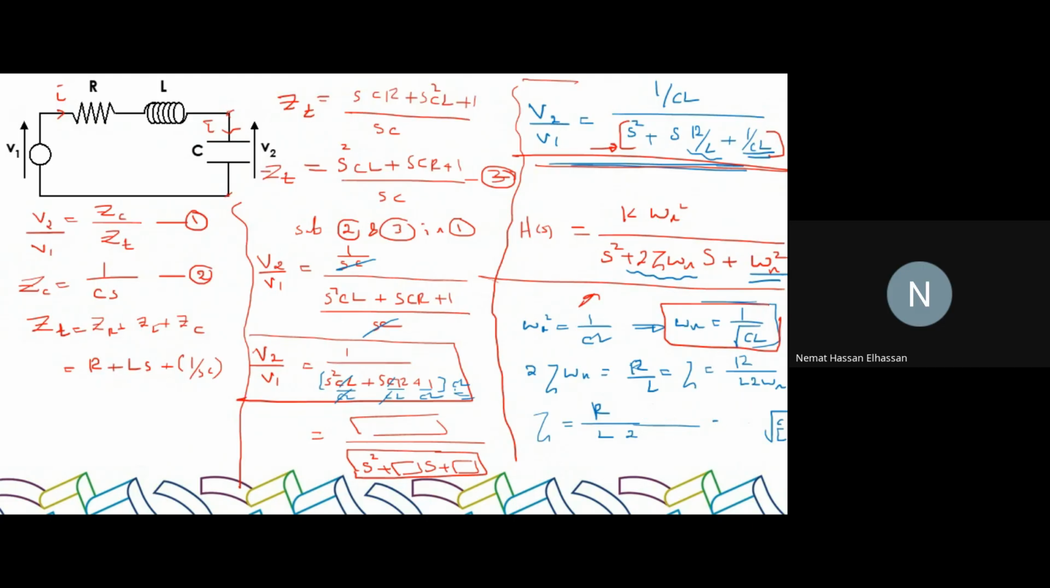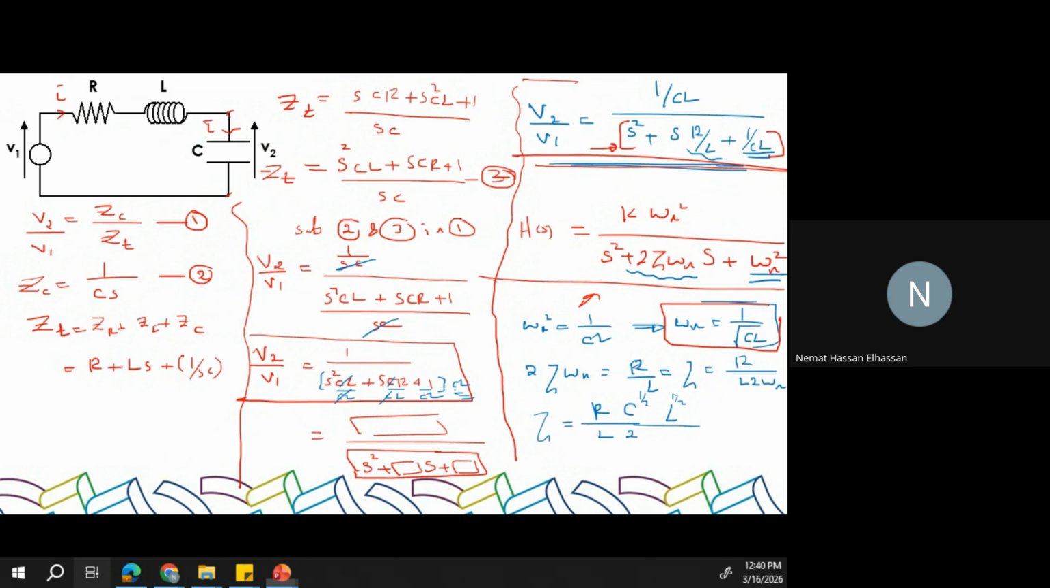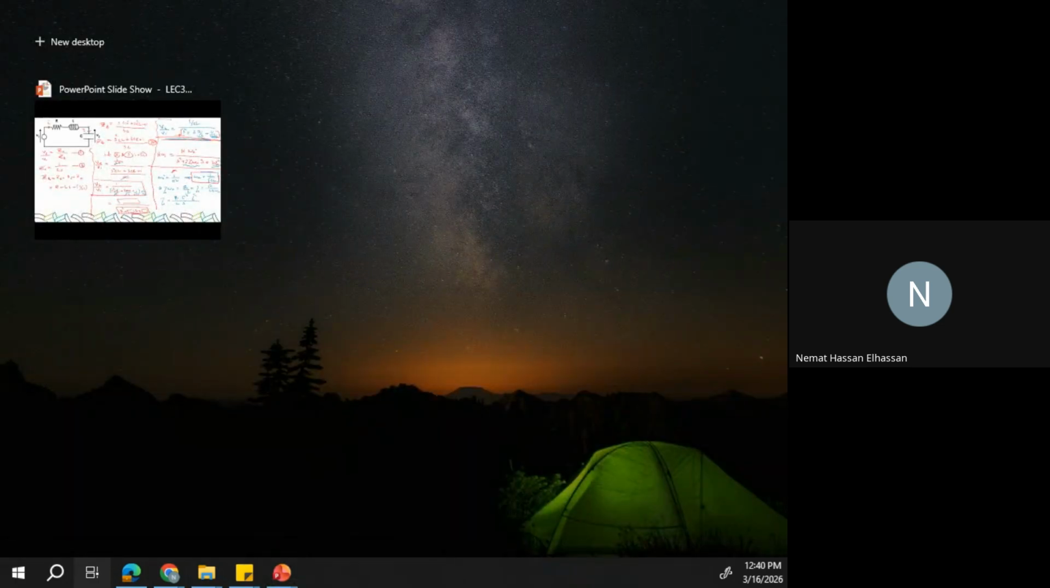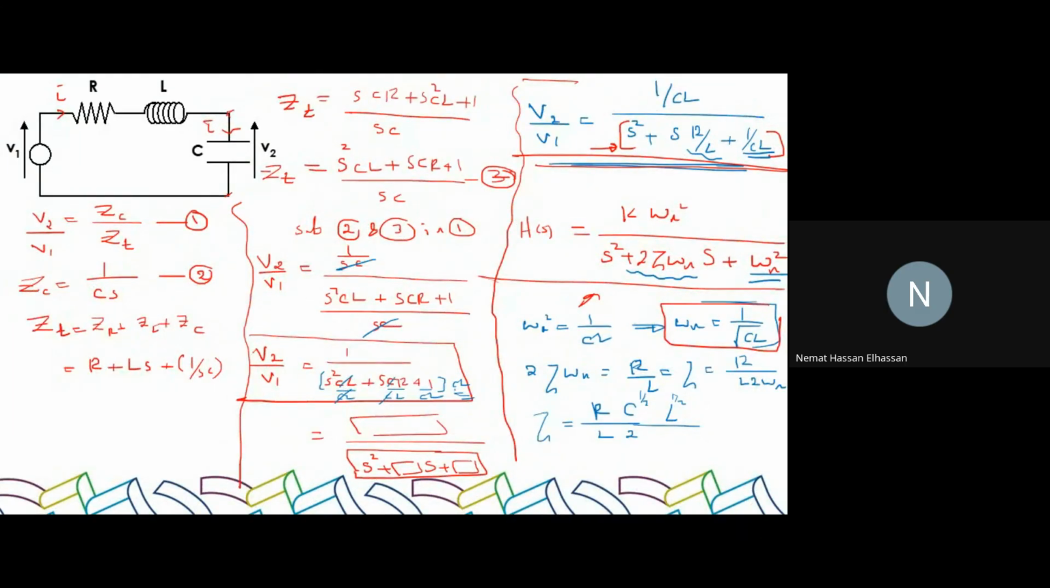Are we clear up to this point? Square root CL is C to the power half, L to the power half, right? So L to the power half divided by L is what? L to the power minus half, which is 1 over square root L. So it becomes R C to the power half divided by 2 L to the power half, right? So zeta is equal to R over 2 square root C over L. Make sense?